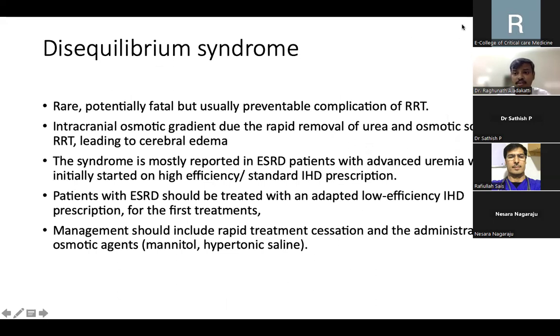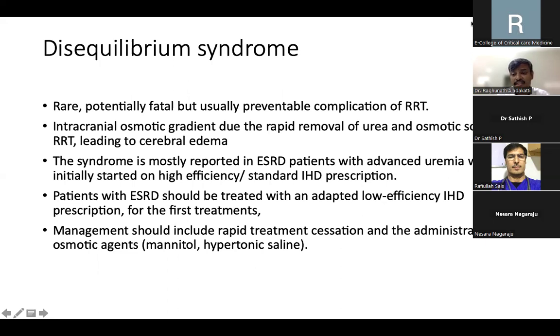Disequilibrium syndrome is one of the syndromes. It is a rare, potentially fatal but preventable complication of RRT. What happens is a sudden removal of solutes like urea, and the osmotic gradient due to rapid removal of urea and osmotic solutes by RRT causes cerebral edema. This cerebral edema can cause seizures, coma, and drowsiness, a very dangerous complication.